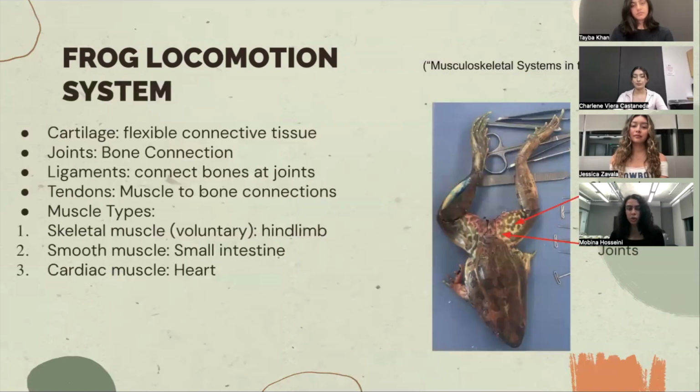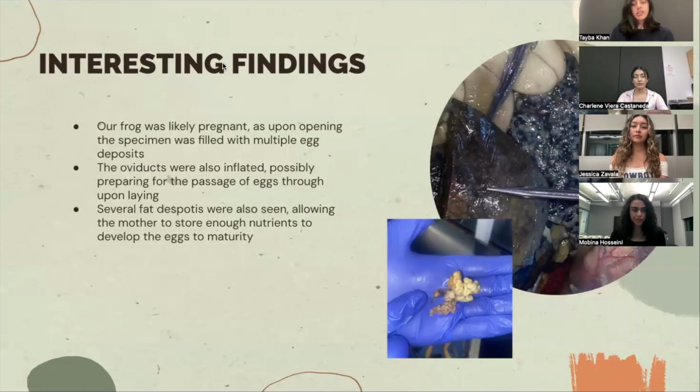The cartilage, joints, ligaments, and tendons all make up this system, and different muscle types such as skeletal, smooth, and cardiac play a huge role. Now, the interesting findings. During our dissection, we observed that our frog specimen was likely pregnant as it contained multiple egg deposits. The oviducts were also inflated, indicating it was preparing for egg laying. Additionally, several different fat deposits were found around the body, providing the mother enough nutrients to sustain egg growth.